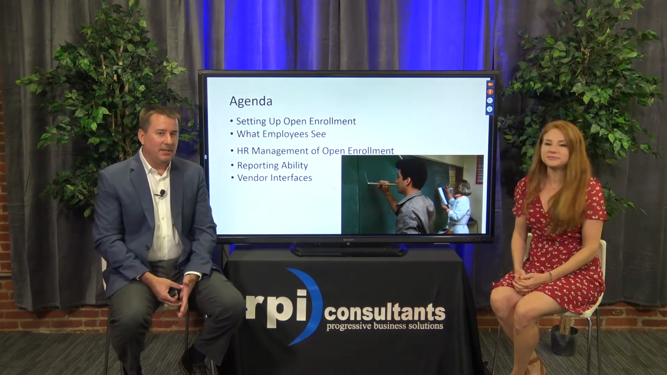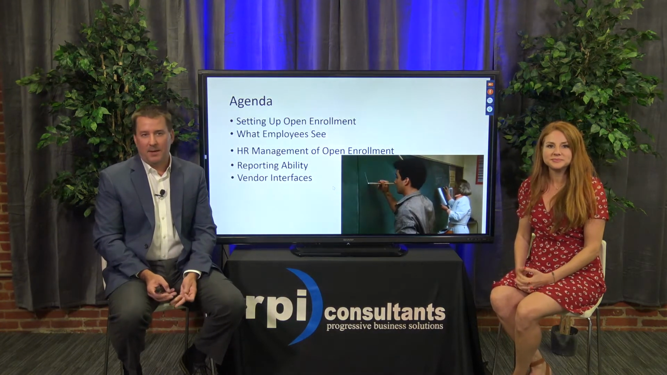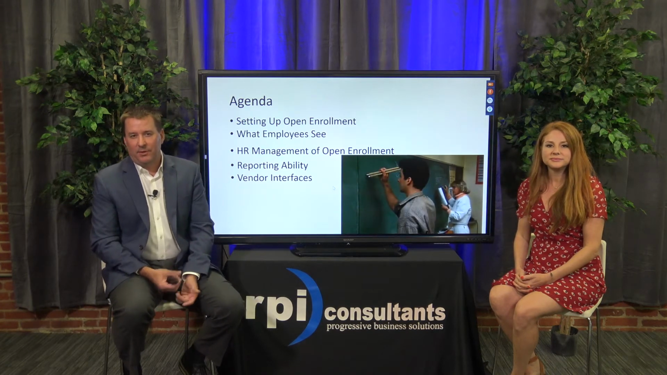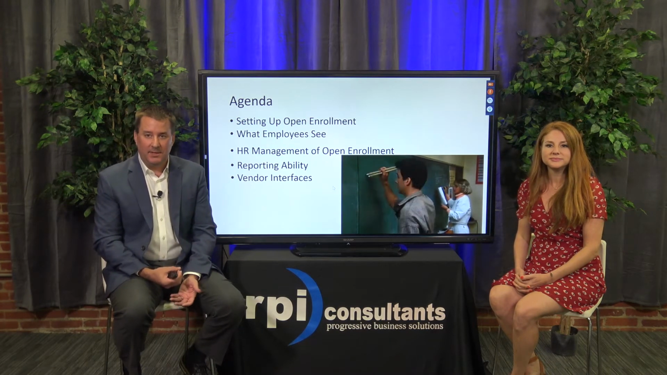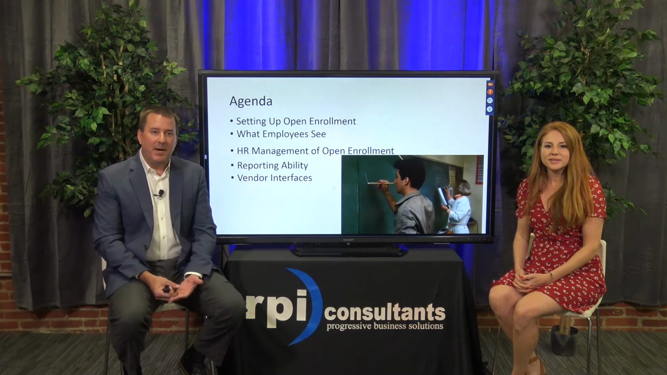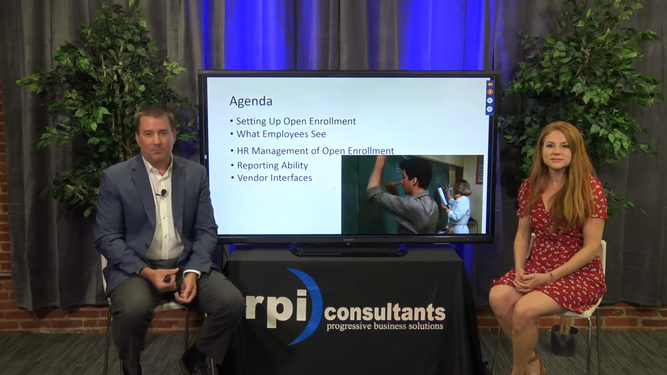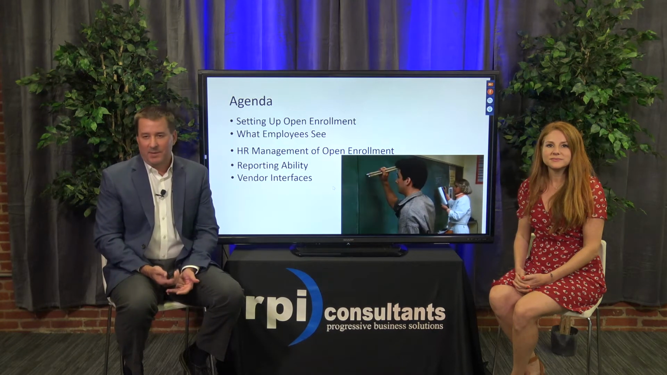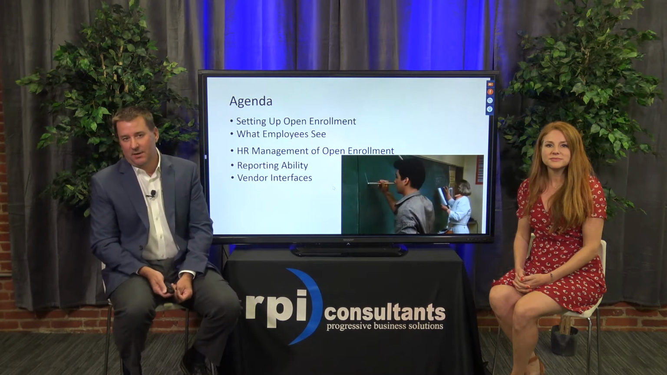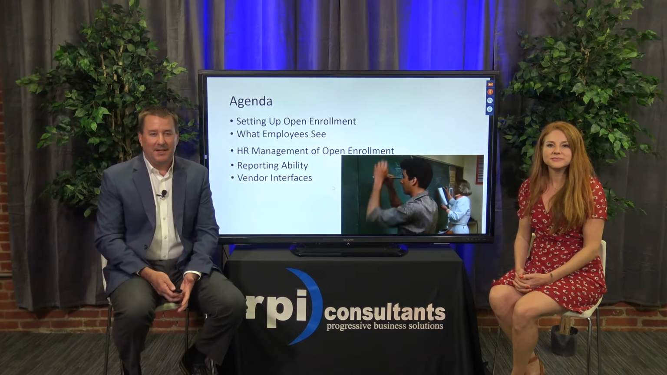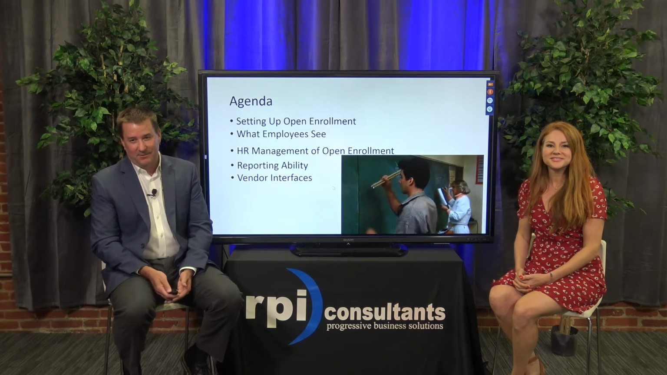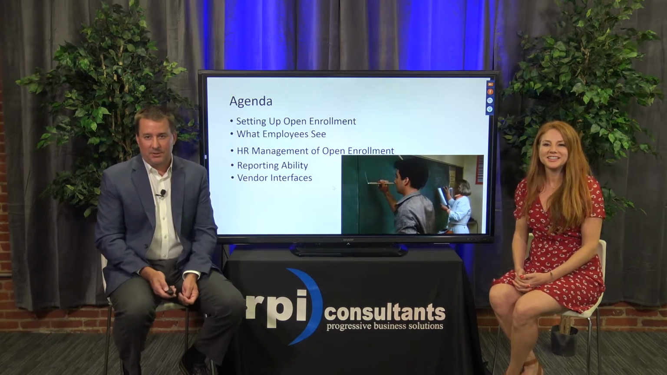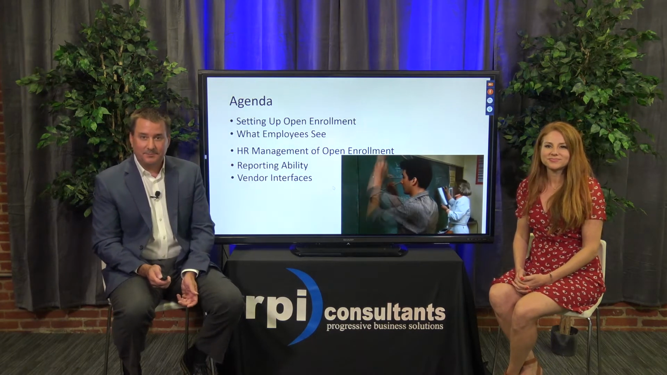So today's agenda: we're going to talk a little bit about setting up open enrollment and what's involved. We'll look at the design that employees will see. What do they actually see when they go to the enrollment? Talk a little bit about HR management of the open enrollment process. What kind of reporting can you do? What kind of information do you get to see? How do you pull information out? And then, I still chuckle when I talk about vendor interfaces, we'll talk about what comes out of the box from Global HR for your vendor interfaces.